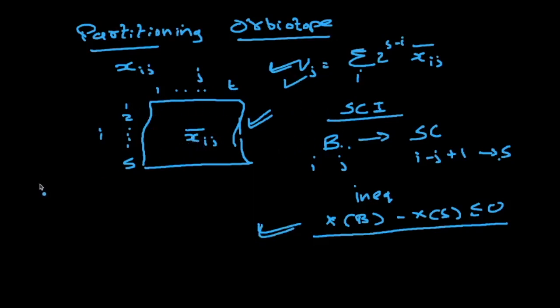So now we have two ways. In one way we have an exponential number of variables, which is called Dantzig-Wolfe decomposition, and the other is that we can formulate this partitioning orbitope by having this exponential number of constraints, and that also breaks the symmetry. Okay, so there is another way of breaking symmetries.